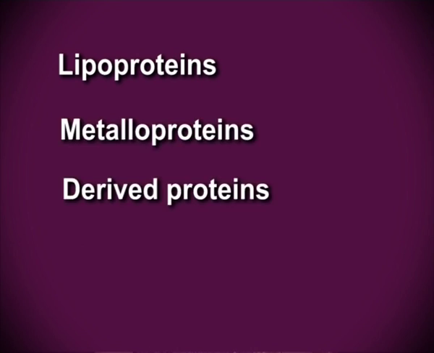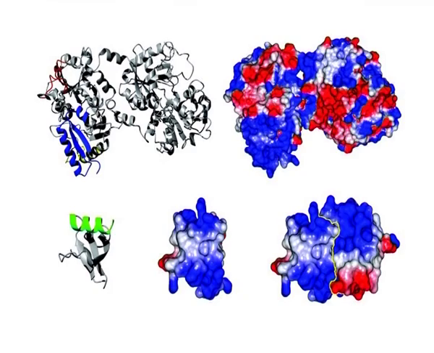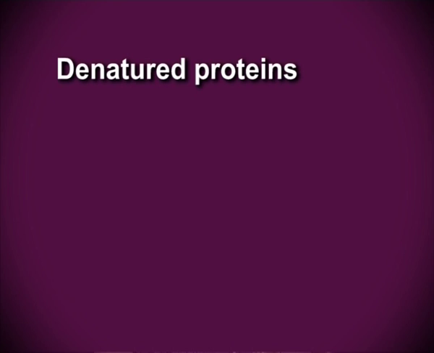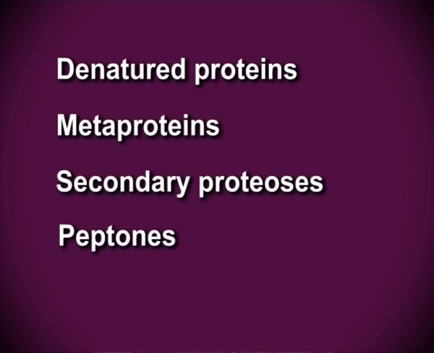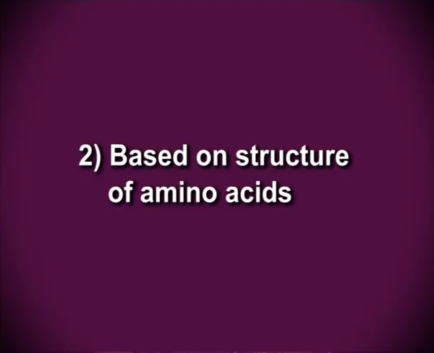And the last is derived proteins. These are formed from simple and conjugated proteins and are the degradation products obtained by the actions of acids, alkalis or enzymes on proteins. Examples: denatured proteins, metalloproteins, secondary proteoses, peptones, polypeptides, simple peptides and amino acids, which are the derived proteins. The next classification of proteins is based on the structure of amino acids.